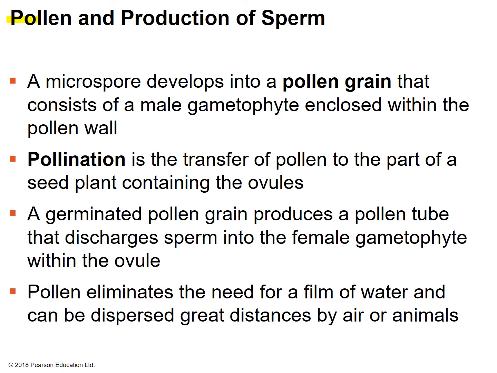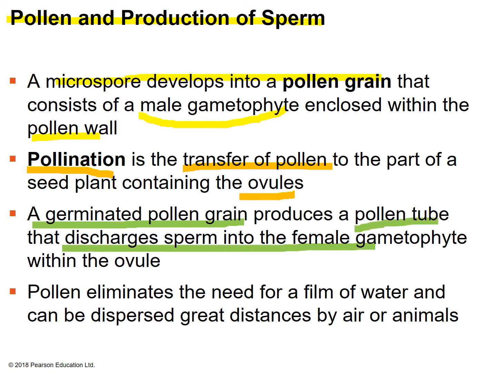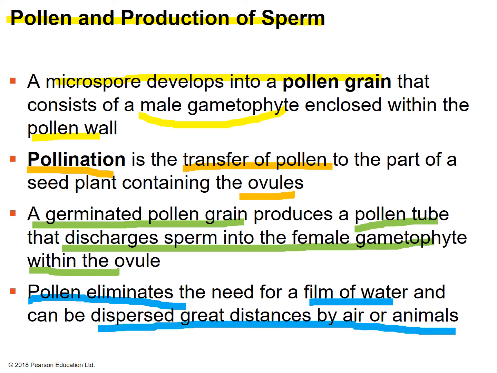Pollen and production of sperm. A microspore develops into a pollen grain that consists of a male gametophyte enclosed within the pollen wall. Pollination is the transfer of pollen to the part of a seed plant containing the ovules. A germinated pollen grain produces a pollen tube that discharges sperm into the female gametophyte within the ovule. Pollen eliminates the need for a film of water and can be dispersed great distances by air or animals.